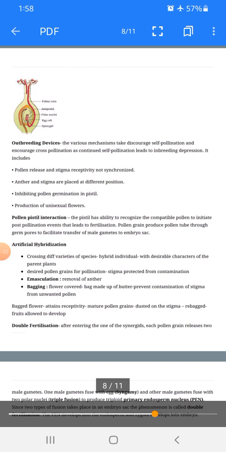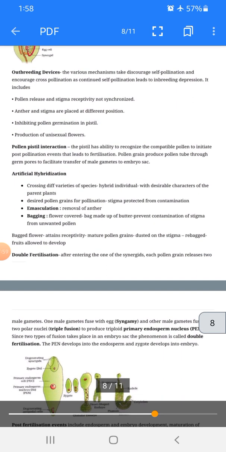Then pollen pistil interaction. The pistil has the ability to recognize compatible pollen to initiate post-pollination events that lead to fertilization. Then pollen grains produce a pollen tube through the germ pore to facilitate the transfer of male gametes to the embryo sac. Then artificial hybridization: crossing different varieties of a species to get a hybrid individual with desirable characters of the parent plants.